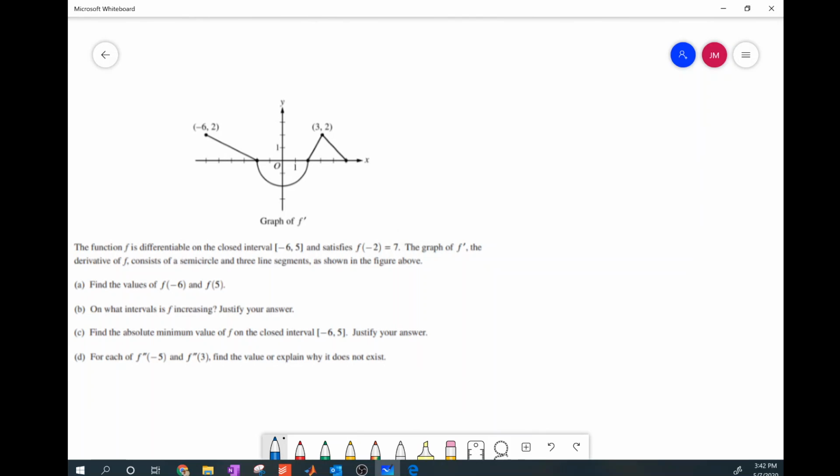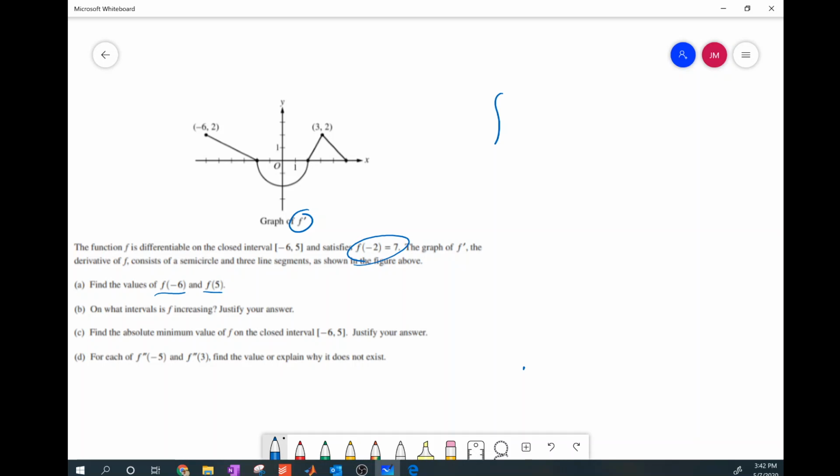So let's get started. Part 1 asks me to find the value of f of -6 and the value of f of 5. The big thing you need to realize here is that this is the graph of the derivative of f. So if I want to find f of -6 and f of 5, I'm going to have to do an integration. Because we have an integration, that means we're going to have some type of foundational point that's going to say, okay, this is absolutely true, and that's going to be my f of -2.